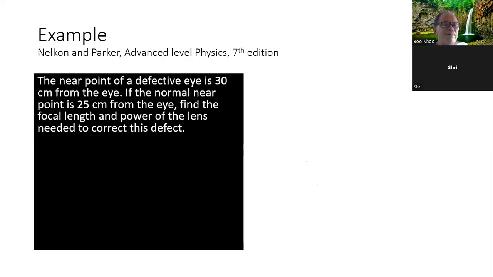Okay. So this one is taken from Nelson and Parker. The near point of a defective eye is 30 cm from the eye. If the normal near point is 25 cm from the eye, find the focal length and power of the lens needed to correct this defect. Okay, try and see whether you know how to answer this question.